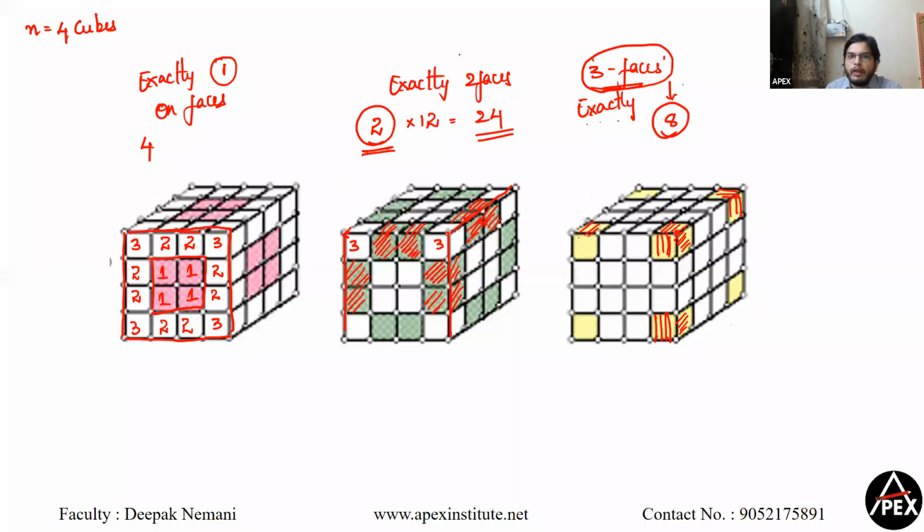How many faces do we have in a cube? 6. So 4 into 6, 24. So now I can say that we will be having 8 cubes with exactly 3 faces painted, 24 cubes with exactly 2 faces painted, and 24 cubes with exactly one face painted.